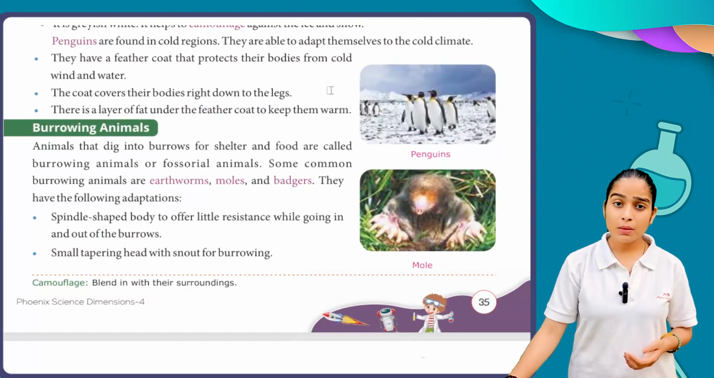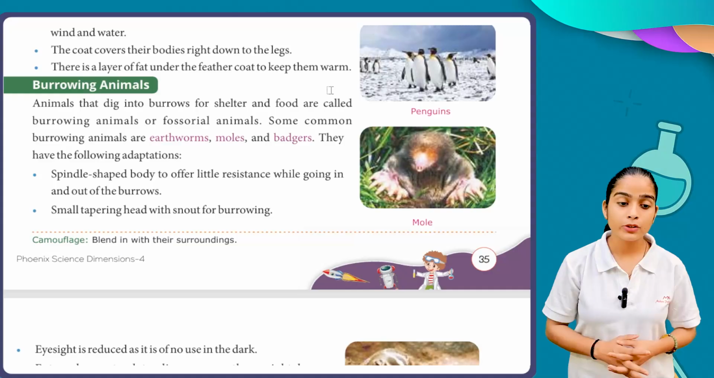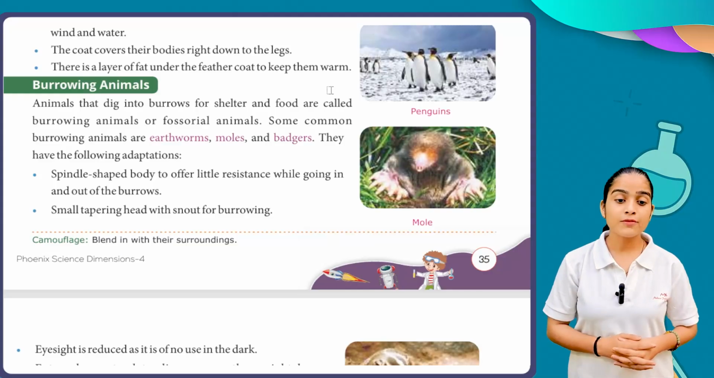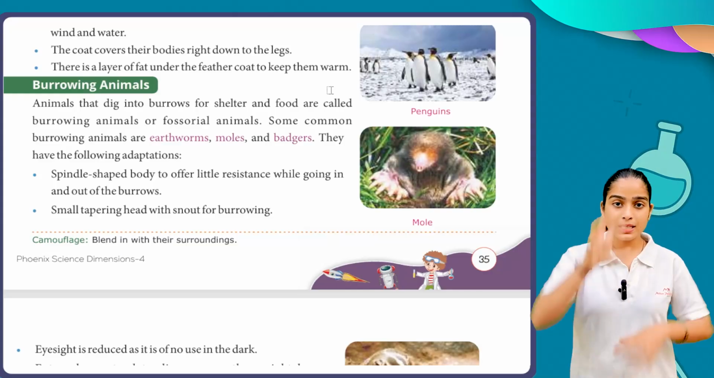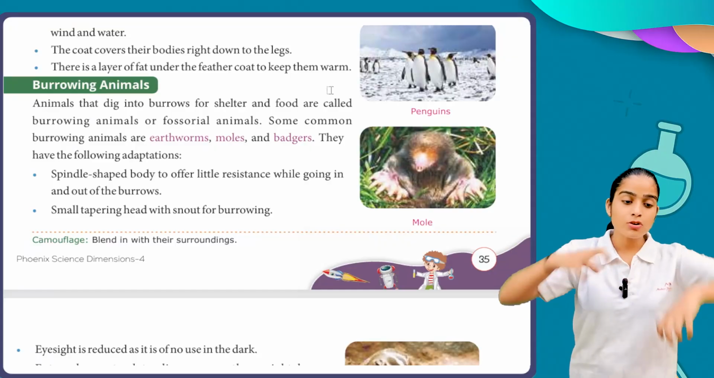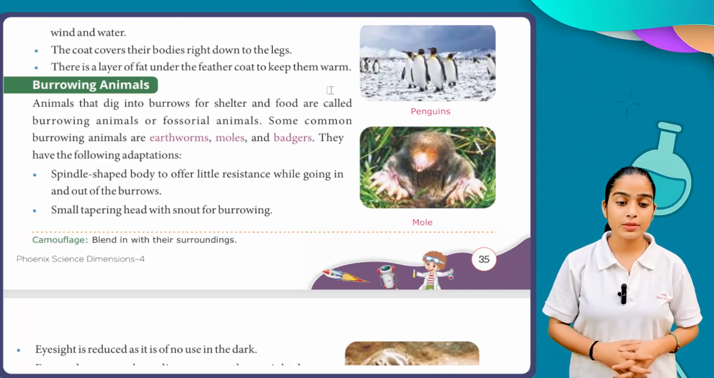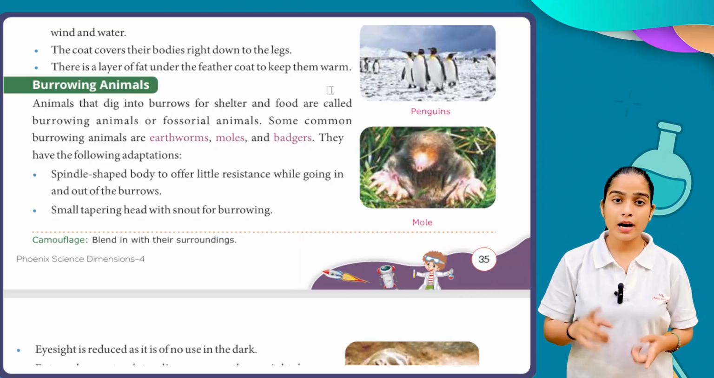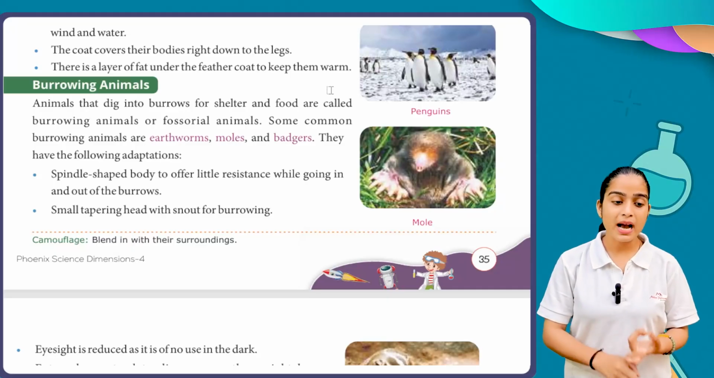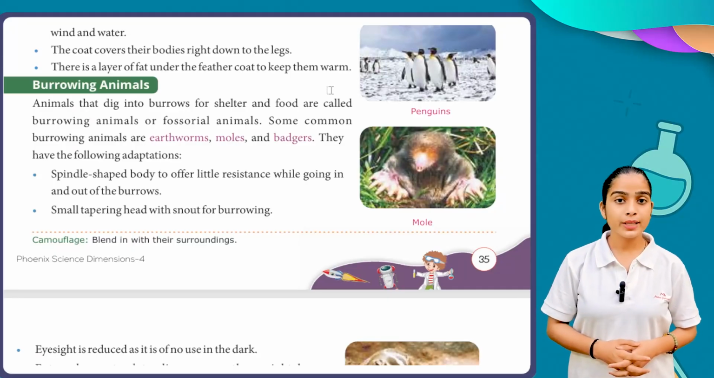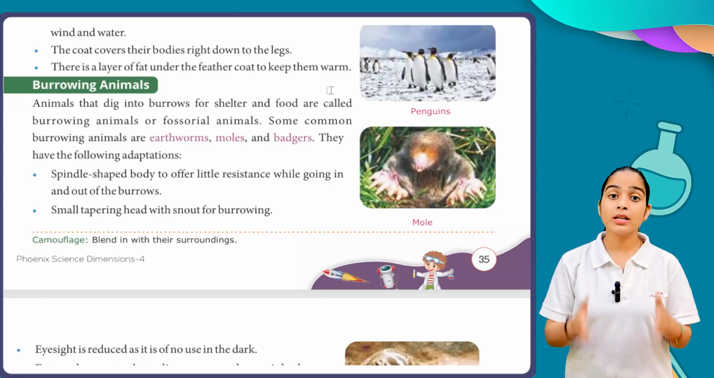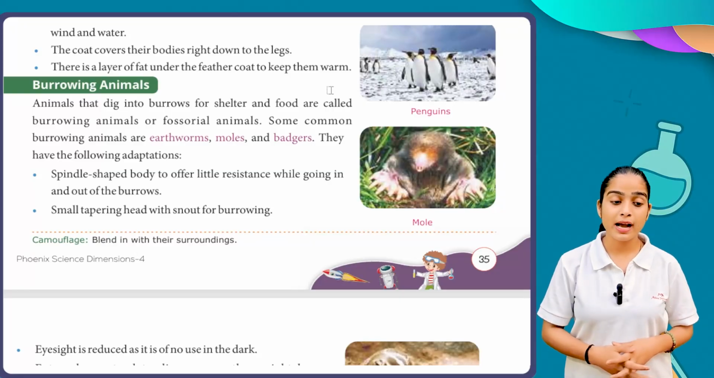Now, burrowing animals. What do we understand by burrowing animals? Animals that dig burrows for shelter and food are called burrowing animals. So basically they are digging inside the soil. Some common burrowing animals are earthworms, moles, and badgers. They have the following adaptations. So now we discuss their adaptations. What are the adaptations they have?